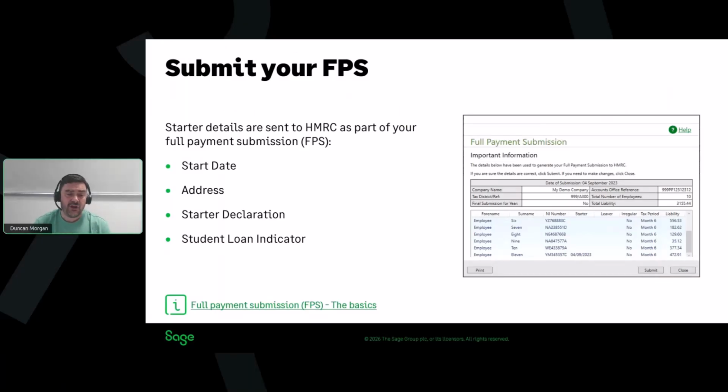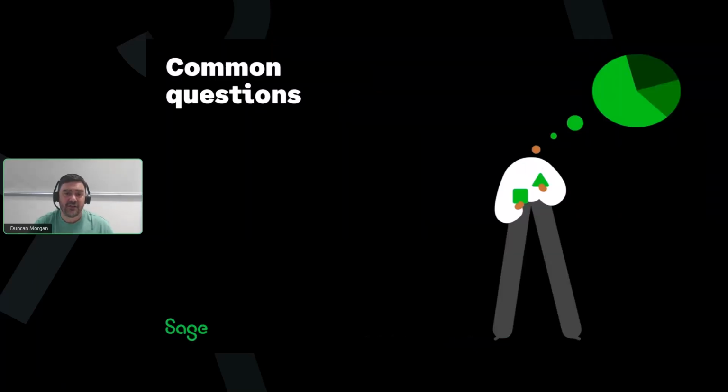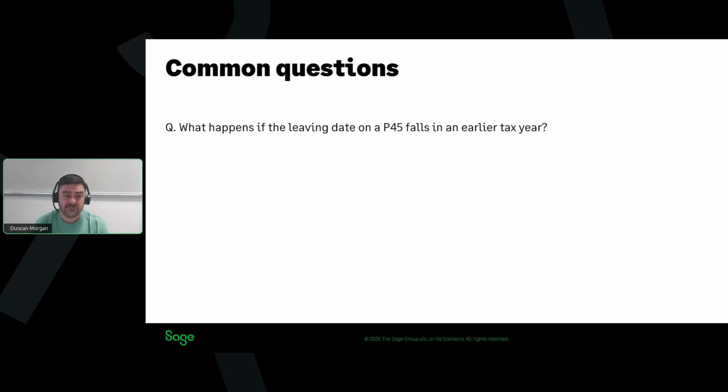So now that you've seen how it works, I just want to spotlight a couple of common questions that we get around new starters and to provide some answers to these questions as well. So let's just jump straight into our first one. So what happens if the leaving date on a P45 falls into an earlier tax year?